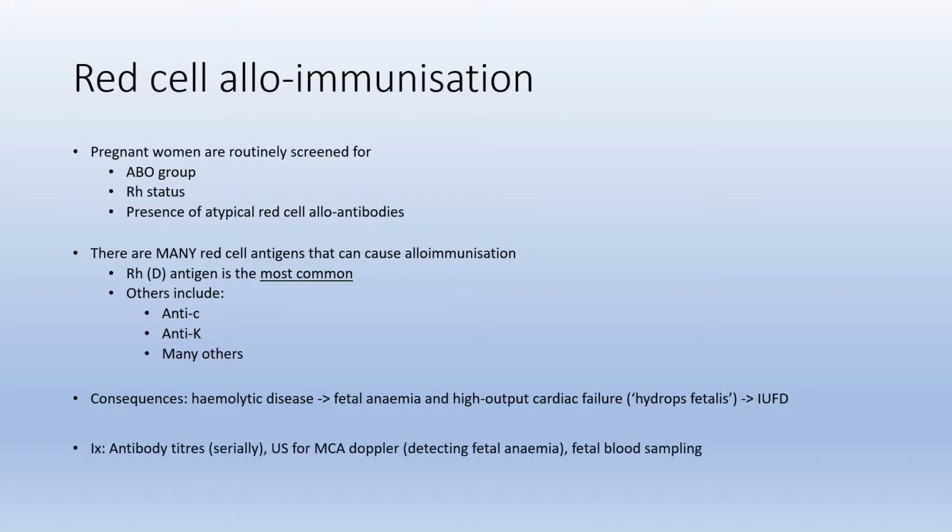Some ways that we can evaluate women for these issues are that if antibodies are found on their screen, their titers are measured serially, and if it seems to be that there is an increasing amount of the antibodies, then further evaluation can be done in the form of either an ultrasound, looking at the middle cerebral artery Doppler flow, or even fetal blood sampling can be done to directly look for the fetal hemoglobin level and presence of hemolysis.